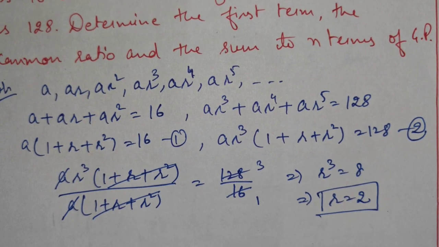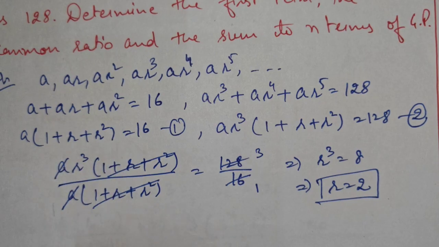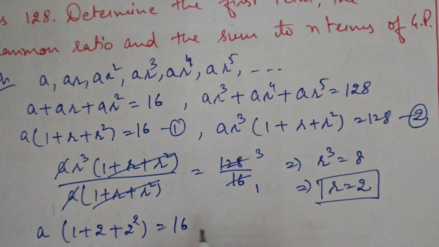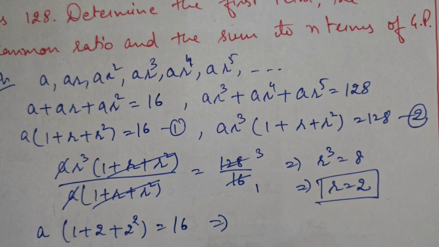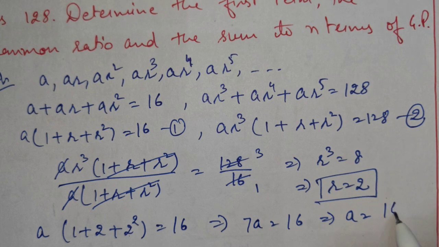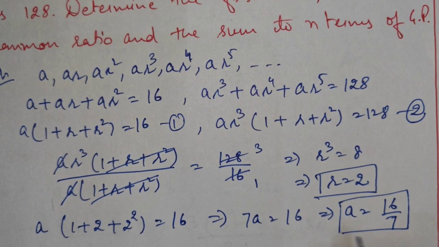Now we are to find out first term a. तो इसे हम इक्वेशन नंबर 1 में पुट कर देंगे. So we have a into 1 plus 2 plus 2 square, this is equals to 16. This implies 2 square is 4 plus 2 is 6 plus 1 is 7. 7a is 16 and from here we get a is 16 upon 7. So first term हमारे पास आ जाती है 16 upon 7.